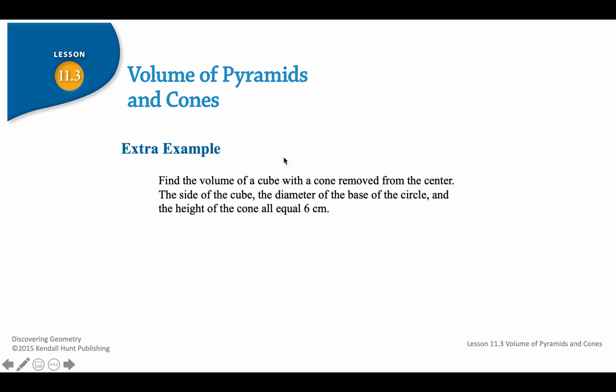We'll remember that all those measurements are 6. So it's a cube with a cone removed. So we're going to find the volume of the cube. We're going to subtract out the volume of the cone because that was removed. And then that'll give us the volume we're looking for.